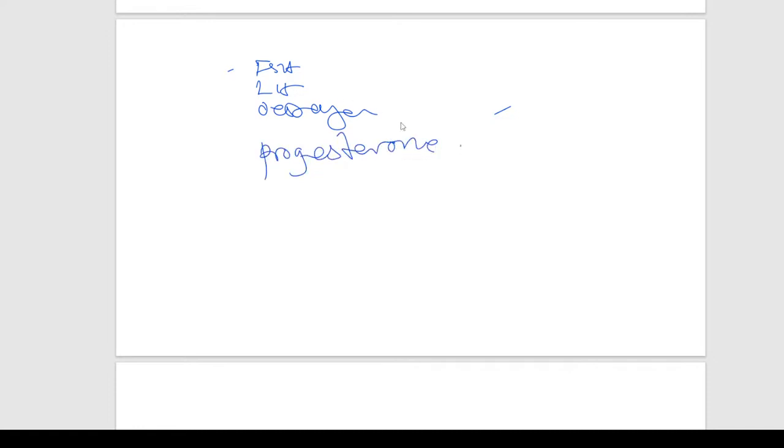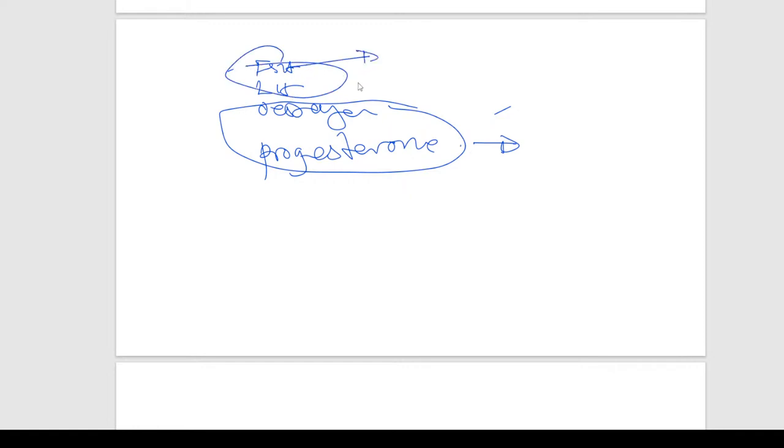Progesterone. Yes, these two are from the ovarian cycle. They are from the ovary. They don't work under the ovarian cycle; they work under the uterine cycle. These two, they are from the brain. I think you are clear there.